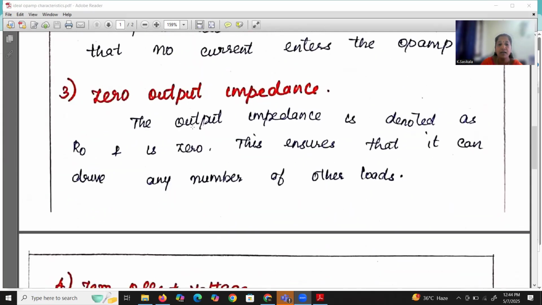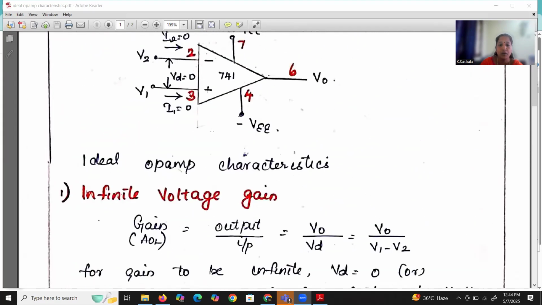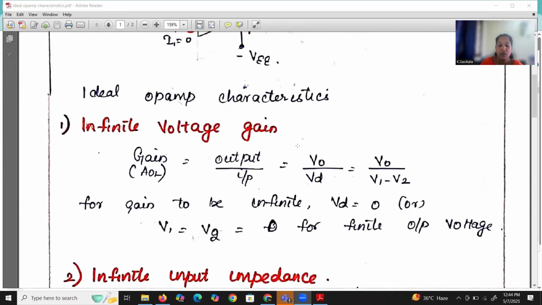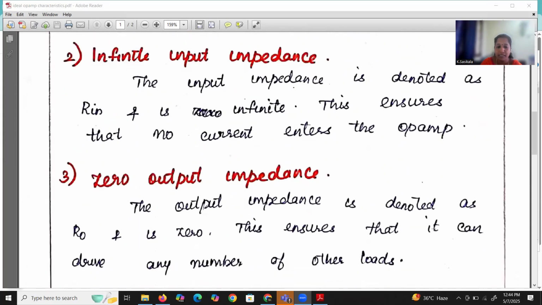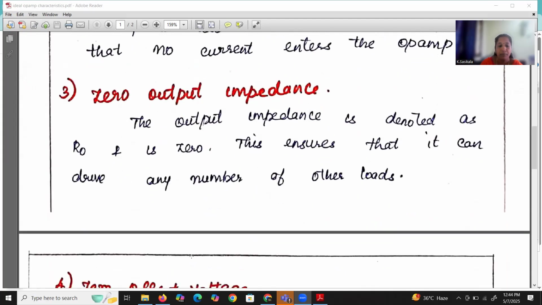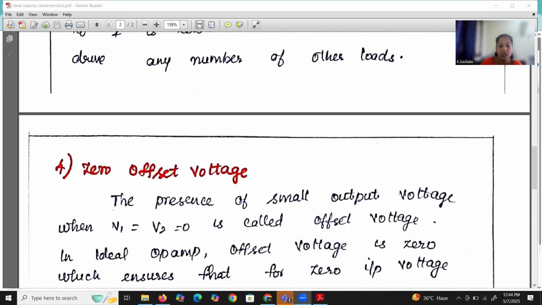The next is the zero output impedance. The output impedance is denoted by R0. Since the output impedance is 0, any number of other loads can be driven by the op-amp. The next is the offset voltage.